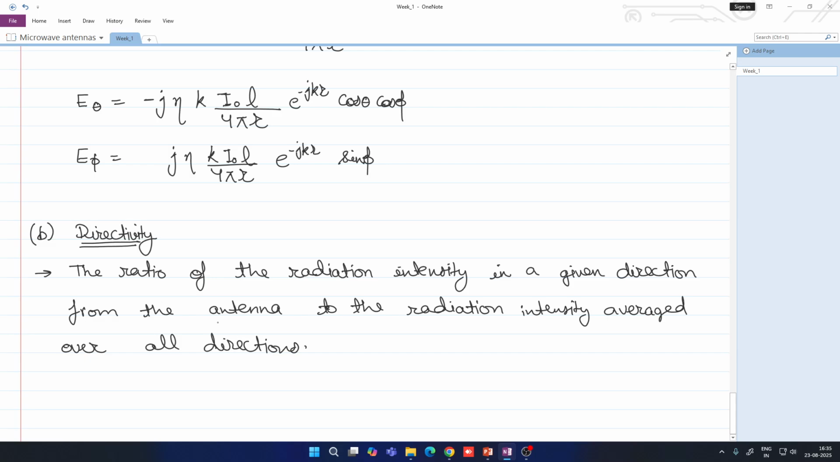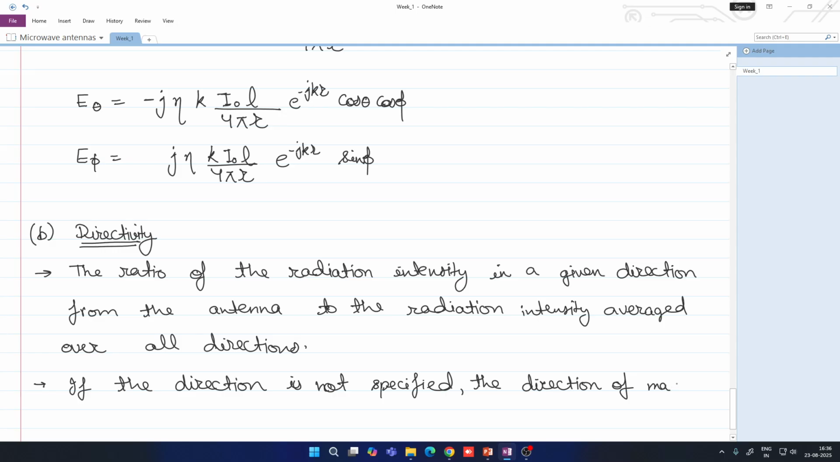But in the problem we have not been given any direction. So what it means is, if the direction is not given or not specified, then the direction of maximum radiation intensity is implied.